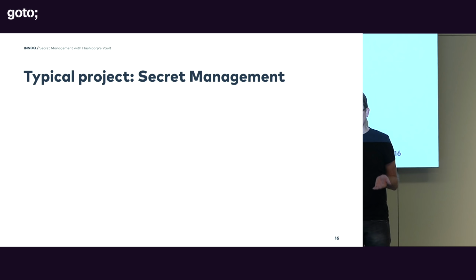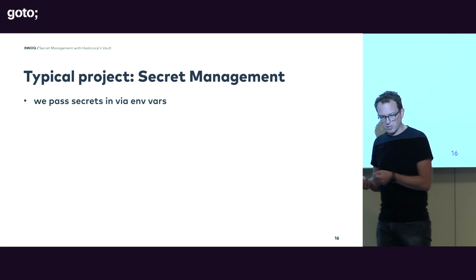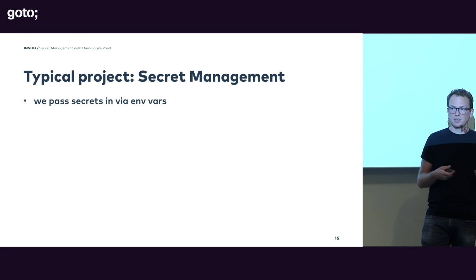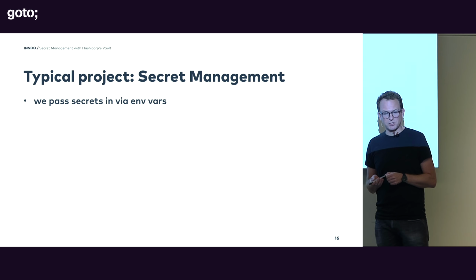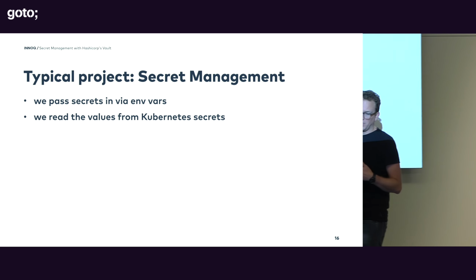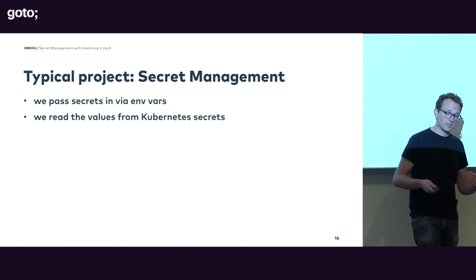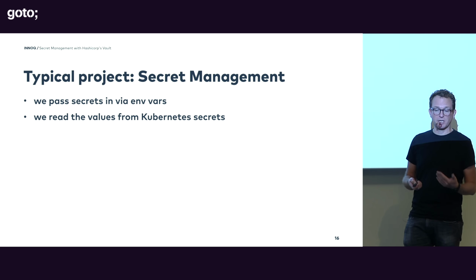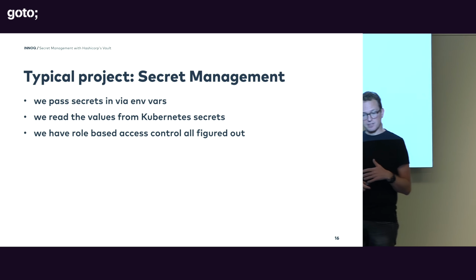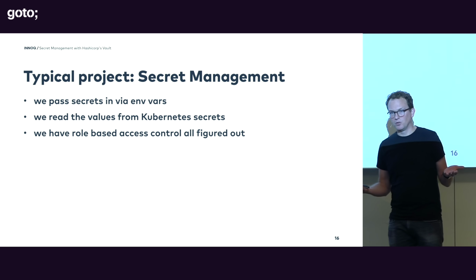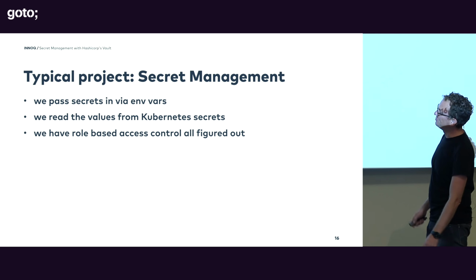The question I ask is: how do you inject the password for a database into your applications? And usually the answer is via environment variables, which is the 12-factor app way to do that. And when they're on Kubernetes, it's reading values from secrets. This is all nice. Then the next step is: okay, so how do you make sure that not everybody can read every secret from every application? If they're good, the answer is that we have role-based access control in Kubernetes all figured out, which is usually not true, but sometimes they do say that.